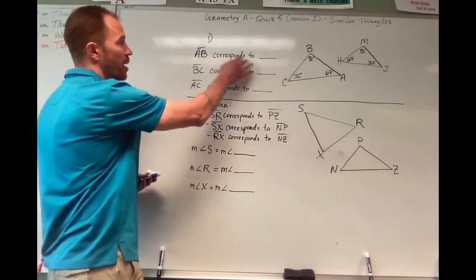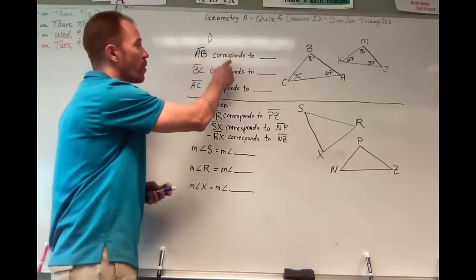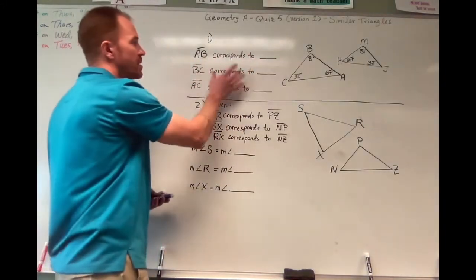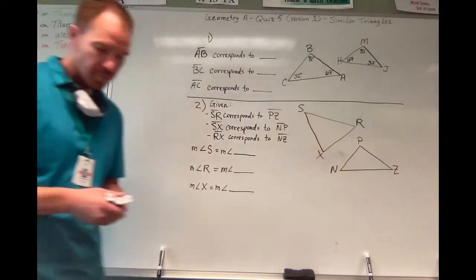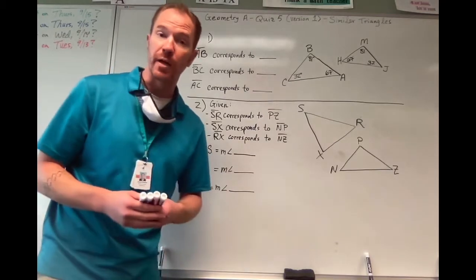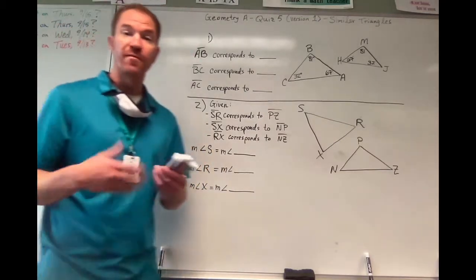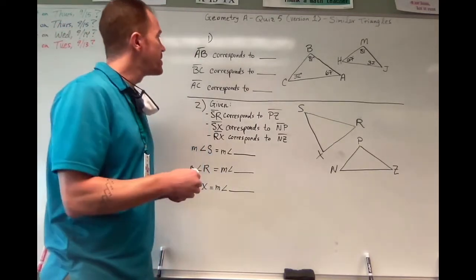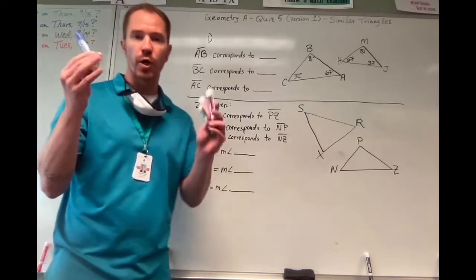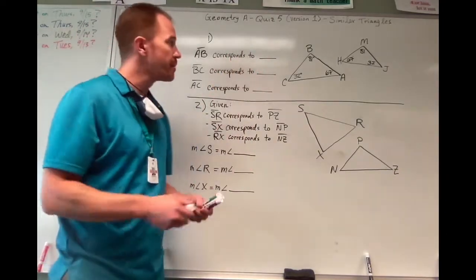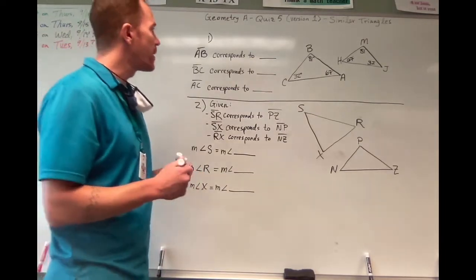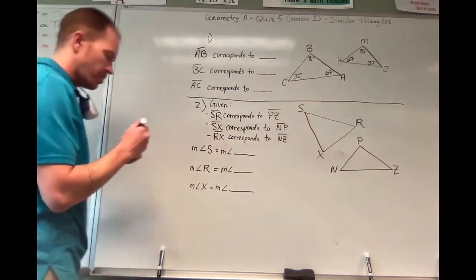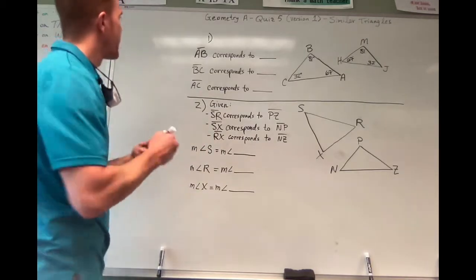So here we're talking about side AB corresponds to something, side BC corresponds to something. That's what we're looking at for number 1. One thing you might do to help yourself, especially if you're a more visual person, is color code. I've got colorful markers here, so let's see, where can I find on the board?